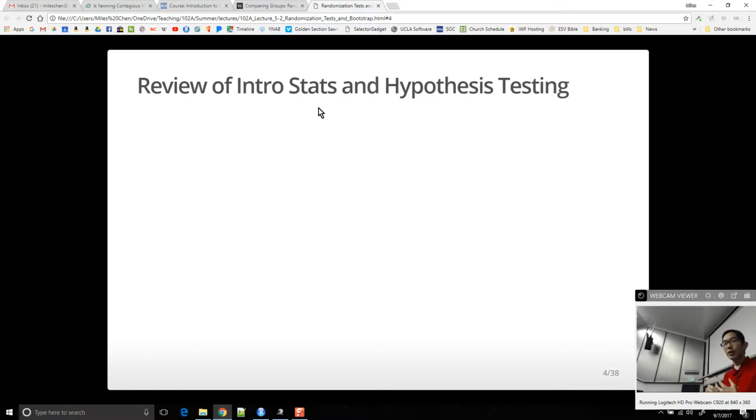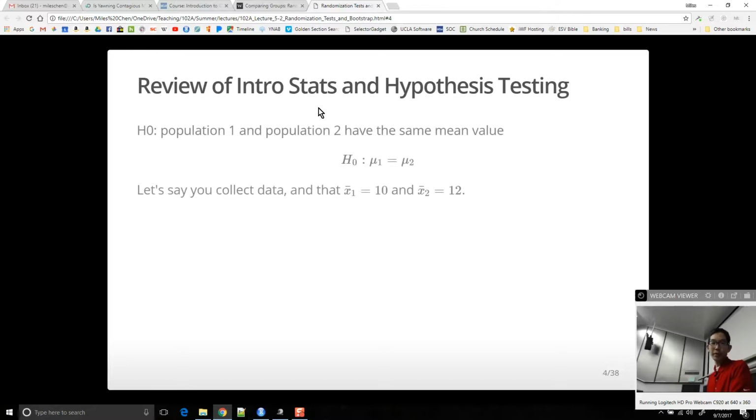Those p-values that we produce in your intro stats class are based on the idea that the central limit theorem works. That's why in your intro stats class, you probably had to check conditions to make sure that the central limit theorem was valid. And in your 100A or 100B class, you might prove that the central limit theorem actually works. So what did I write here? Okay, that's where we're coming from.